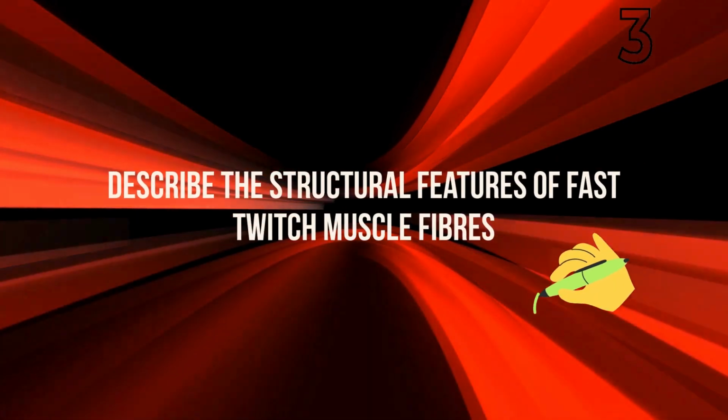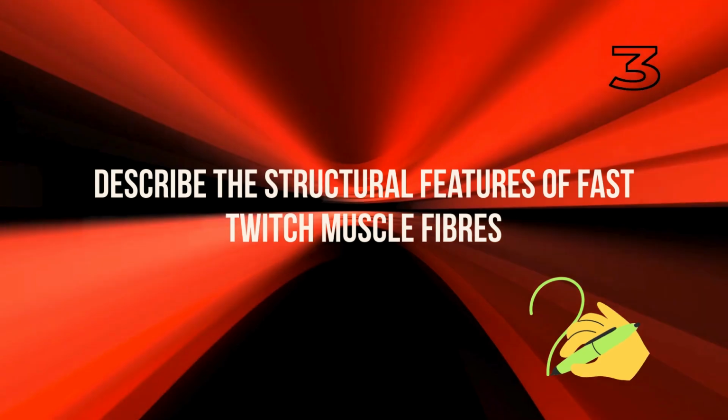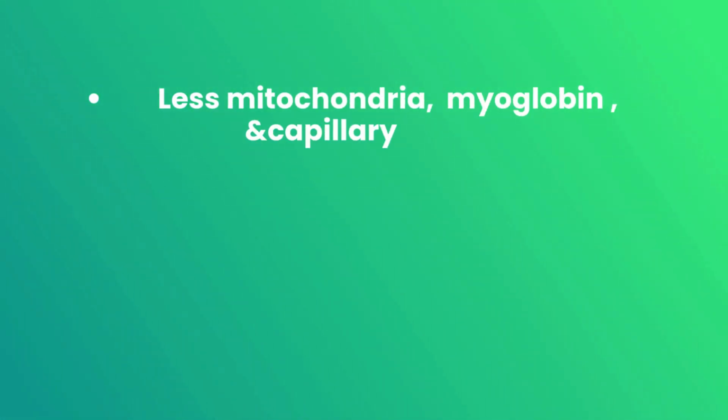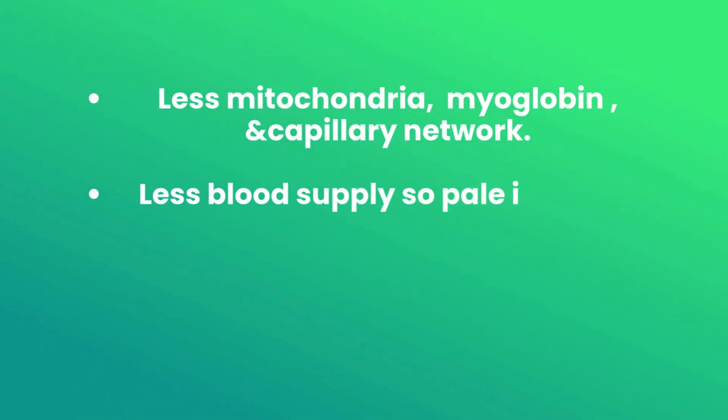Question 3. Describe the structural features of fast-twitch muscle fibers. Less mitochondria, myoglobin, capillary network. Less blood supply, so pale in color.